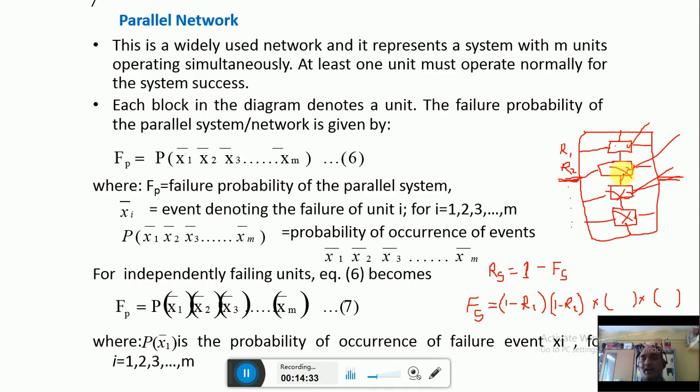Now, in the previous section, we saw that when the components are connected in series, the reliability of the system is always less than the minimum reliability of the components. Here, in a parallel system, the reliability of the system is always greater than the maximum of the reliabilities of the components connected in the configuration. We can see a demonstration of this by solving one problem.